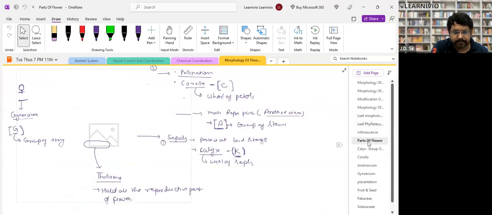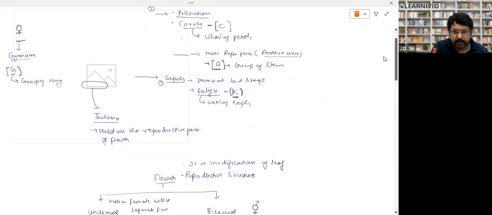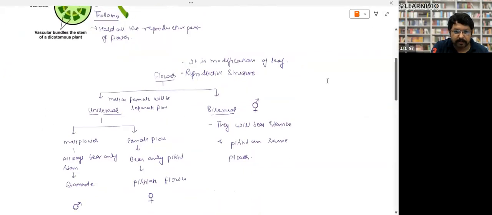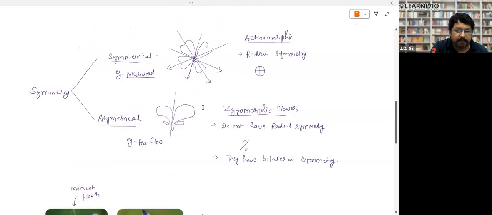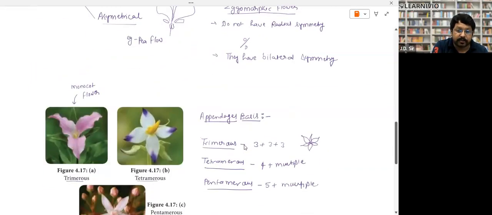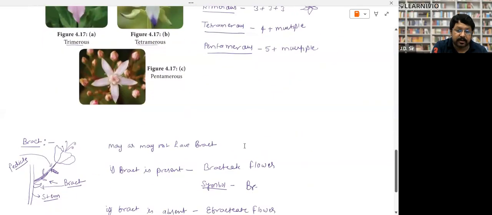Look, try to understand from here onward. I have told everything. If the flower has radial symmetry, I will write actinomorphic, and this is the symbol of actinomorphic. If the flower is asymmetrical or you have bilateral symmetry, we will call it zygomorphic. Clear?